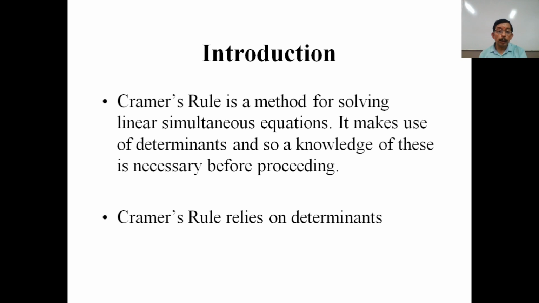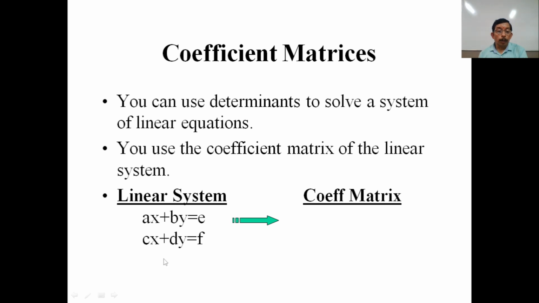Cramer's rule is generally based on the determinant method. The equations are given. First we find the determinant value. Suppose the given equations are written here. These are two equations with two unknown values, x and y.